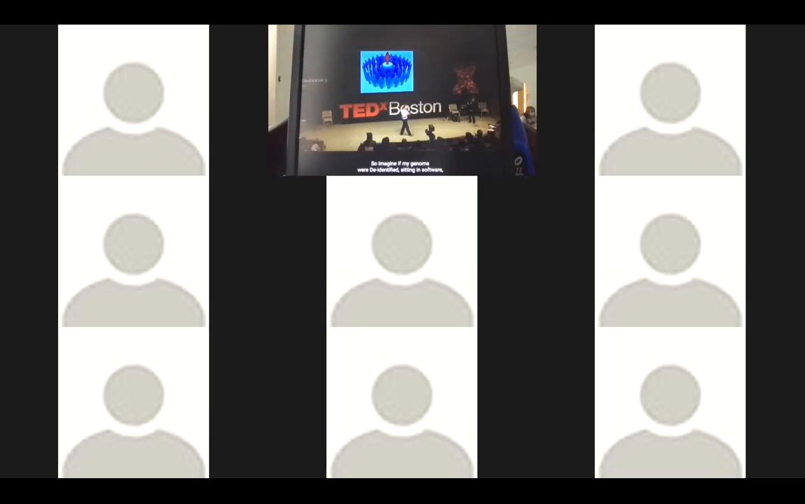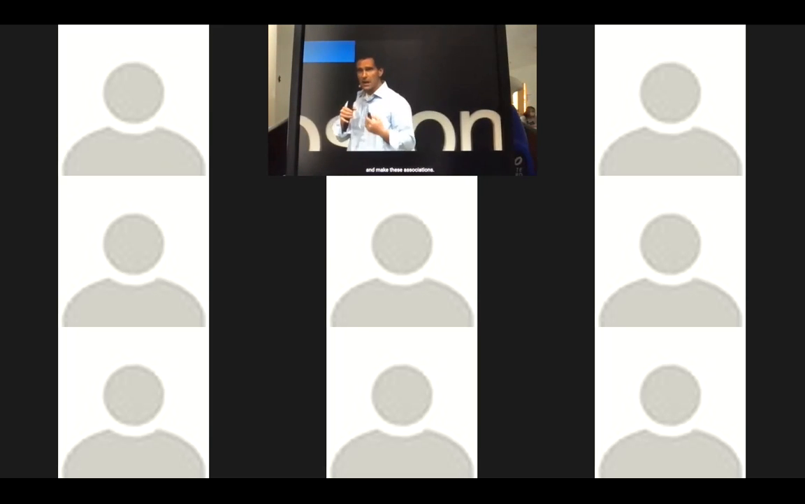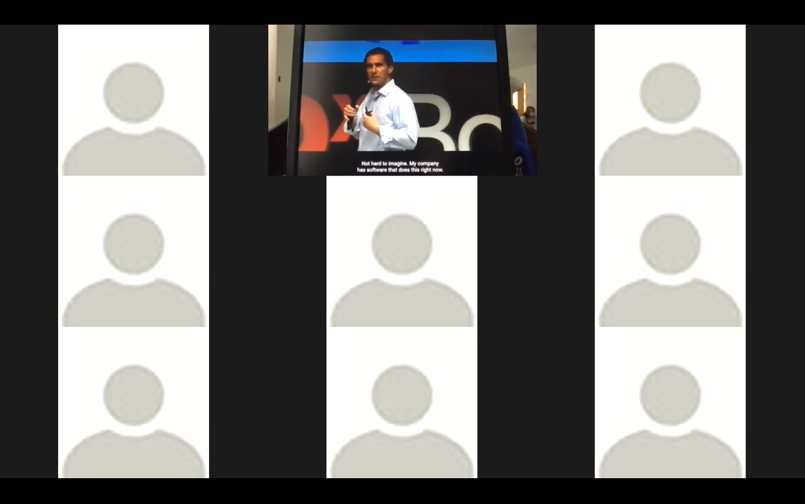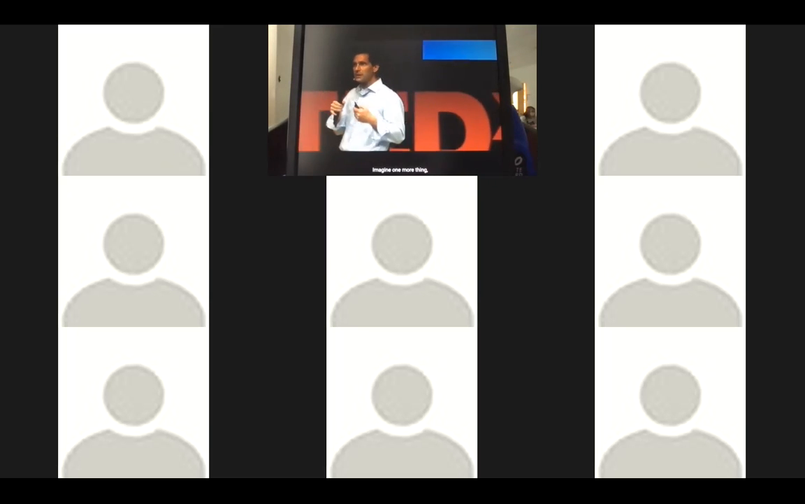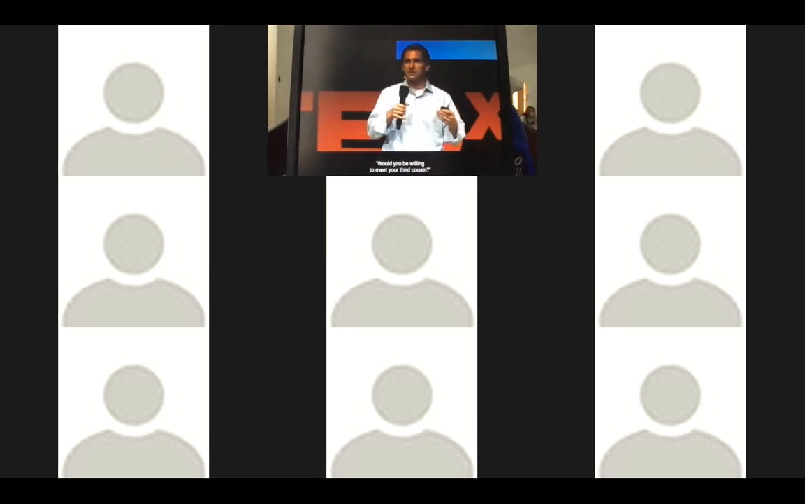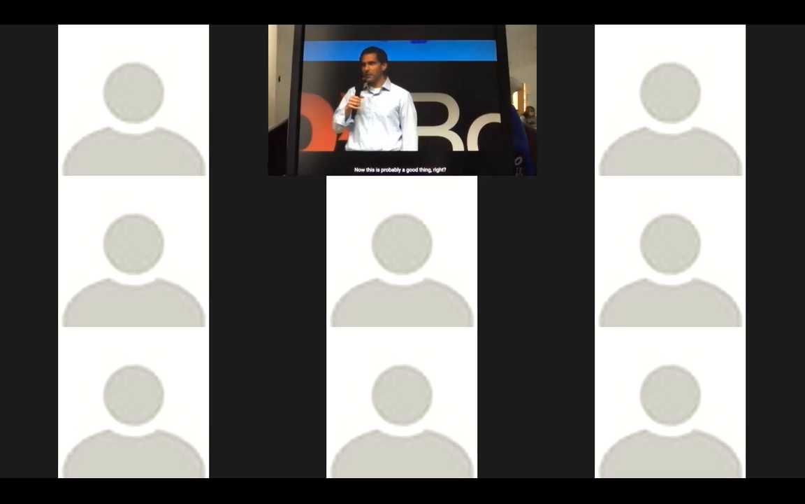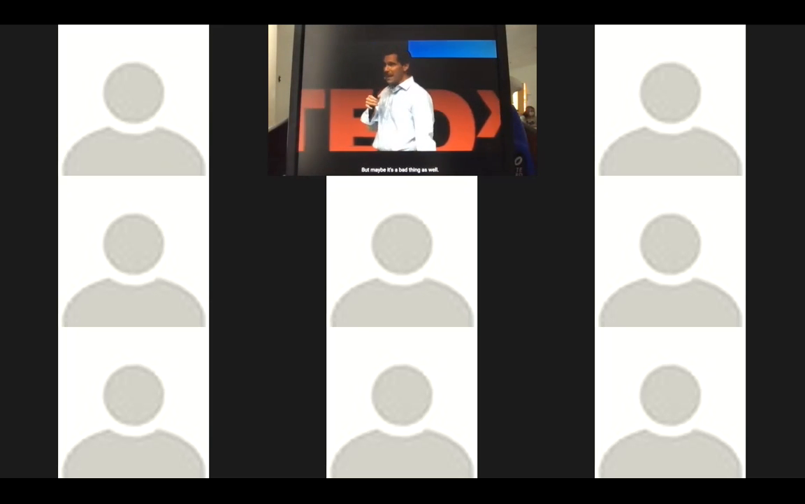So imagine if my genome were de-identified, sitting in software, right? And a third cousin's genome was also sitting there, and there was software that could compare these two and make these associations. Now I have to imagine my company has software that does this right now. And imagine one more thing: that software is able to ask both parties for mutual consent. Would you be willing to meet your third cousin? And if we both say yes, voila, welcome to chromosomally linked in, right? Now, this is probably a good thing, right? In bigger clan gatherings and so on, but maybe it's a bad thing as well.